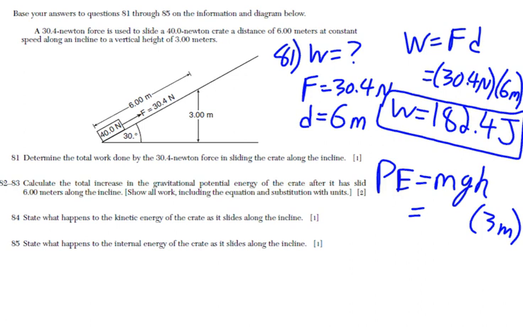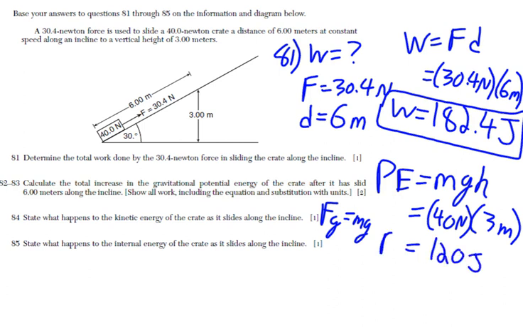Now what's interesting about this problem is the mg portion of the equation. Well, mg should look familiar. mg is the equation for the force of gravity, or the weight of an object. In this problem, they actually gave you the force of gravity, or weight of the object, as 40 newtons. And so what you're allowed to do here is take that 40 newtons and plug it in as m times g. When you do that, you get an answer of 120 joules.